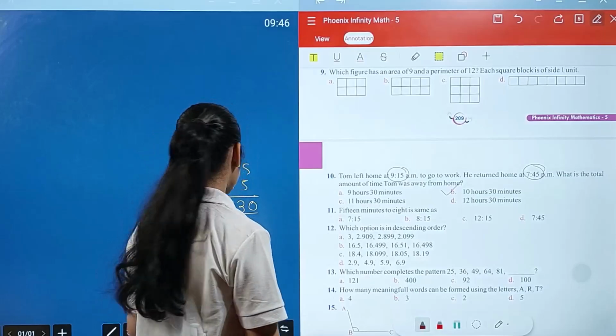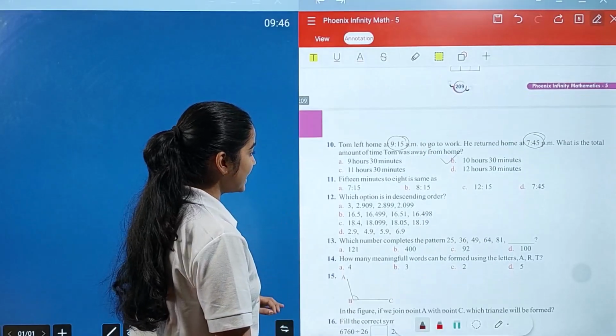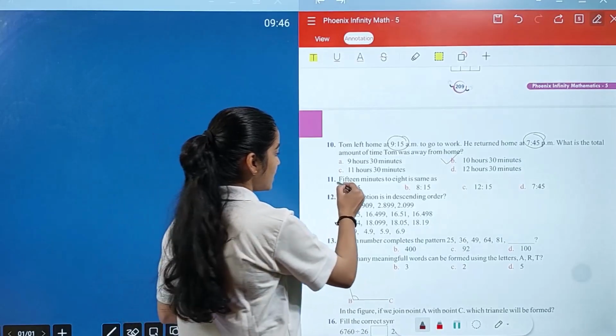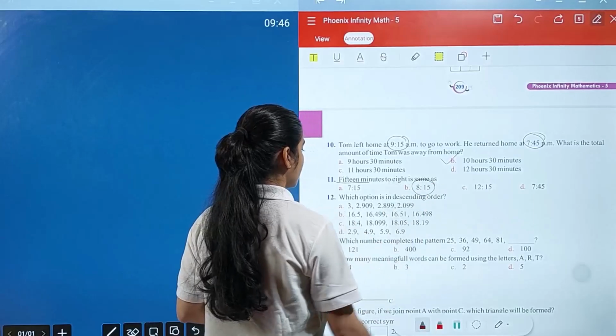So 10 hours 30 minutes is the correct answer. After this, 15 minutes to 8 is the same as 7:45. This is the correct option.